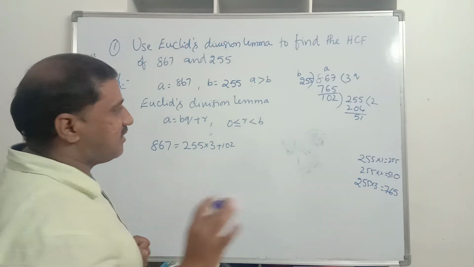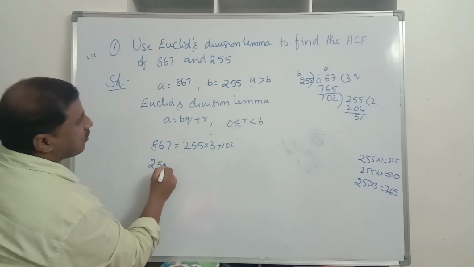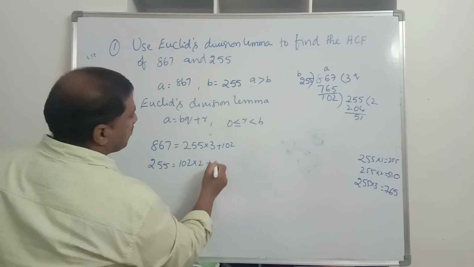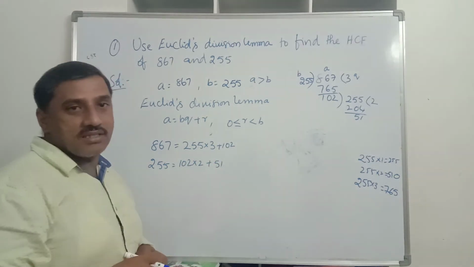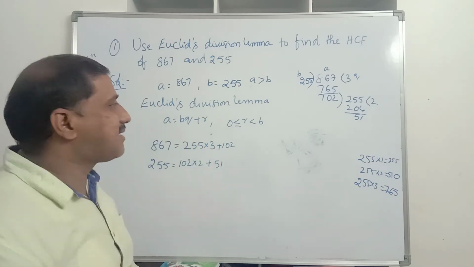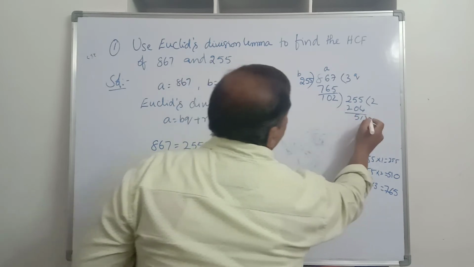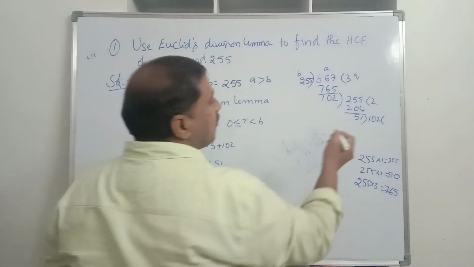Even in the second step we did not get the remainder 0. Therefore, in the second step, 255 is equal to 102 into 2 plus 51. Again here the remainder is not 0, so continue to the next step. Now 51 will act as the divisor and 102 will act as the dividend. Now divide. It will go with the 2 table.